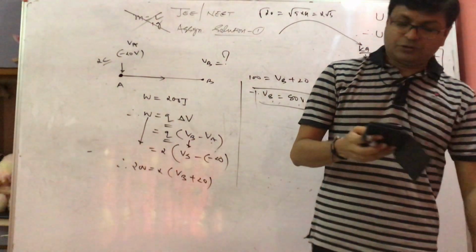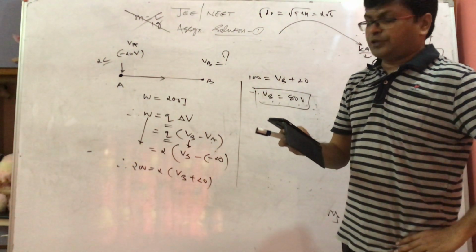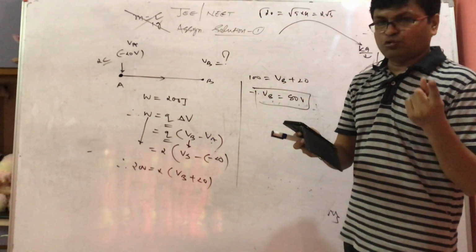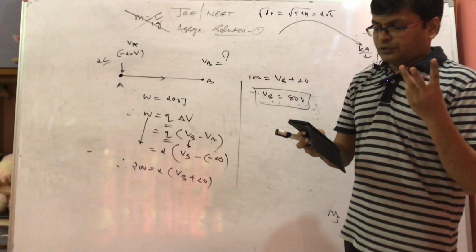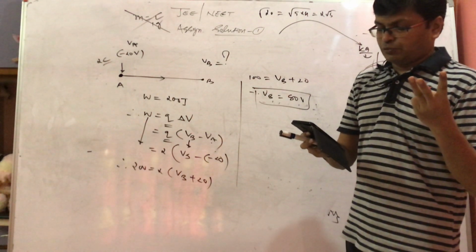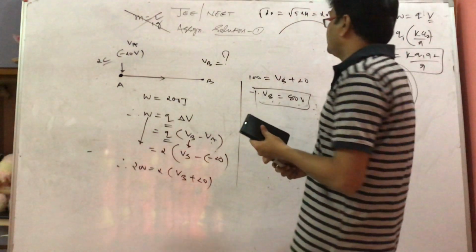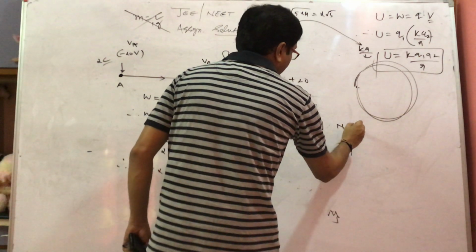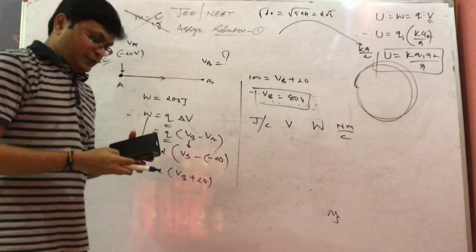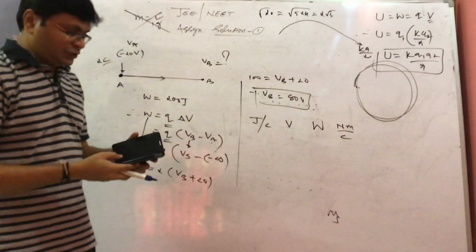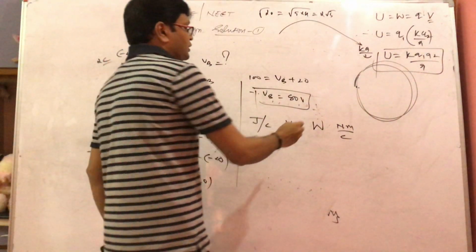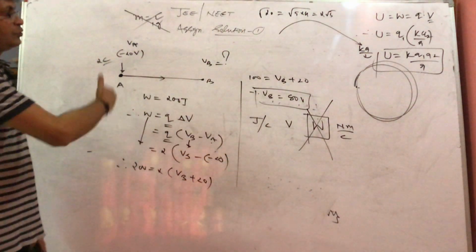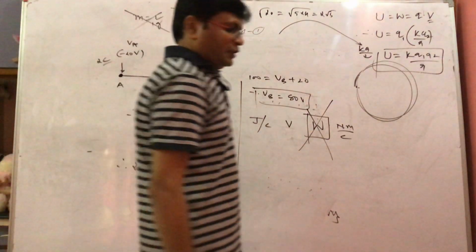Question number 7. Which of the following is not a unit of electric potential? 4 options. Which is not a unit of electric potential? Number 1 joule per coulomb, volt, W in watt, or Newton meter per coulomb. You can see these are the 4 options. Which one is not a unit of electric potential? Obviously watt is not a unit of potential. It is simply the unit of power. So you can see the 7 questions from this assignment number 1.